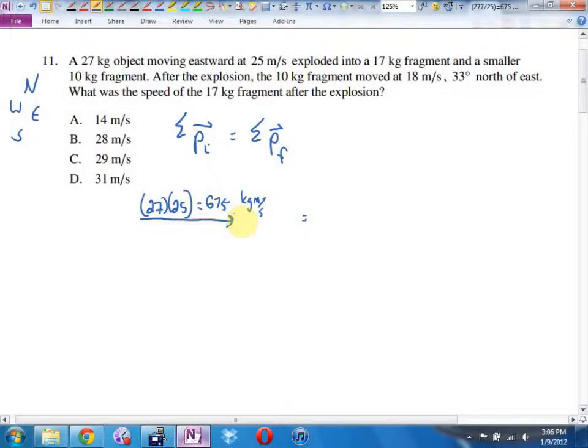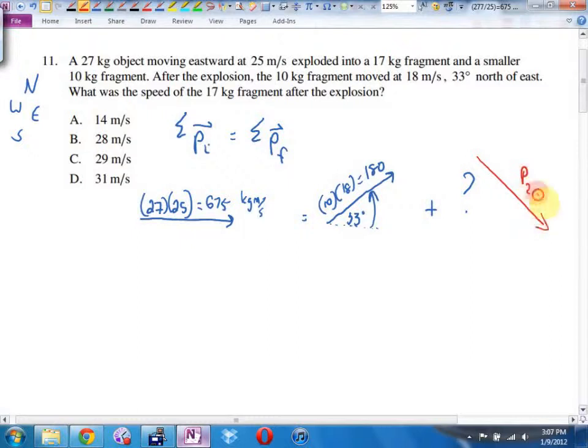But it explodes. It explodes into north of east. Here's east. There's north of east. And its mass is 10. And its velocity is 18. It's 180 at a 33 degree angle. Plus, I don't know. That okay? Now, I'm pretty sure that if part of the mass went upwards, north, I'm pretty sure a picture of the second momentum would look like that.